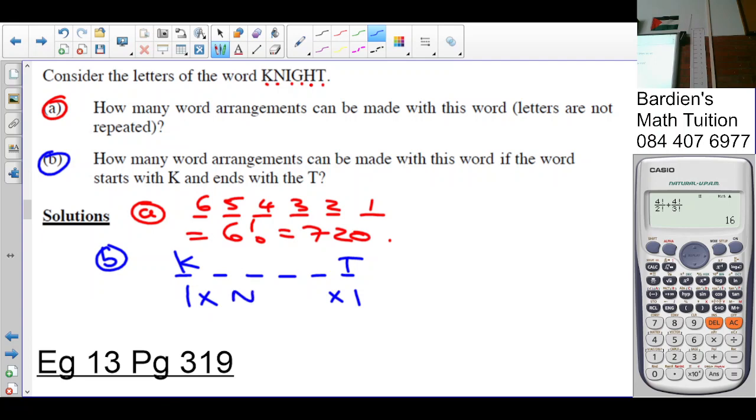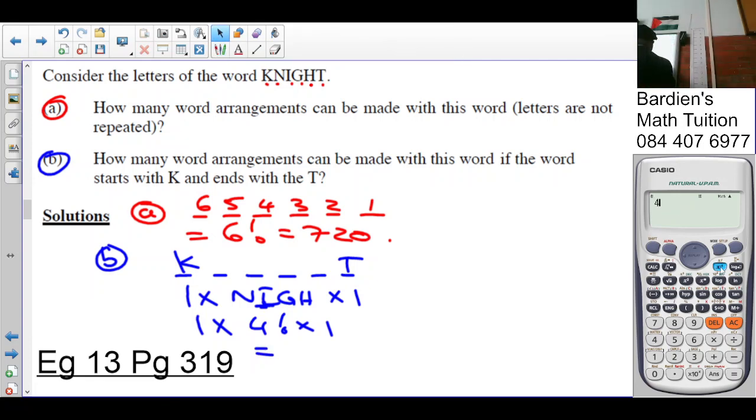So, what am I left with? N-I-G-H. No, we'll not try and say the word. Right. So, it will be 1 times. How many options do I have here? 4 factorial. Is there any repeated letters? No. We're going to divide it by 0 factorial, which is also 1 anyway, times 1. So 4 factorial is going to give us 20.